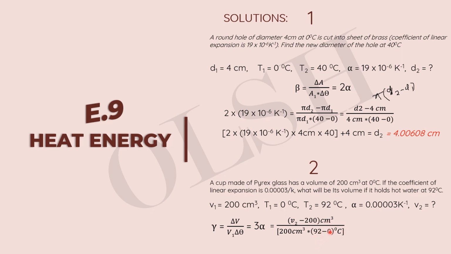Our alpha is in per Kelvin, but we're not converting the unit of our temperature to Kelvin, and that's because we're dealing with a difference. As long as you're dealing with a difference, it doesn't matter what scale you're on. Subtracting both temperatures on the Kelvin scale will give exactly the same answer as subtracting both temperatures on the Celsius scale. If we simplify this, we get V2 minus 200 divided by 18400 cubic centimeters.